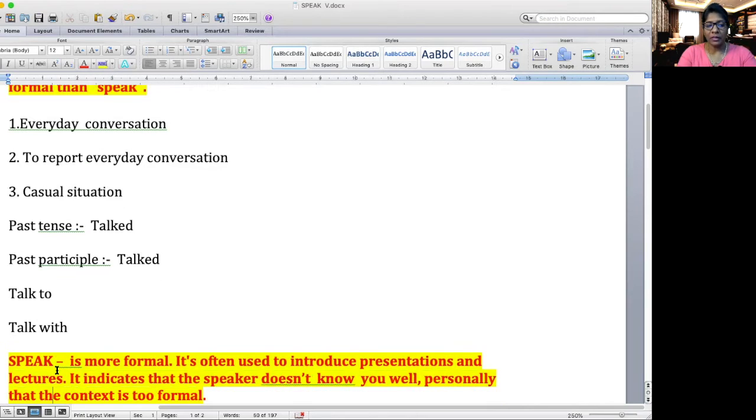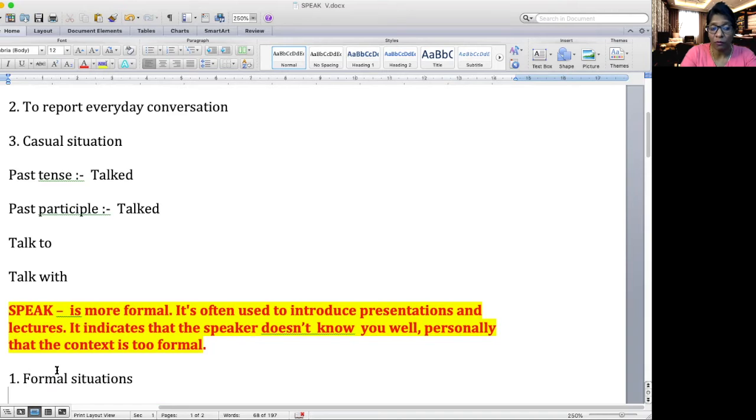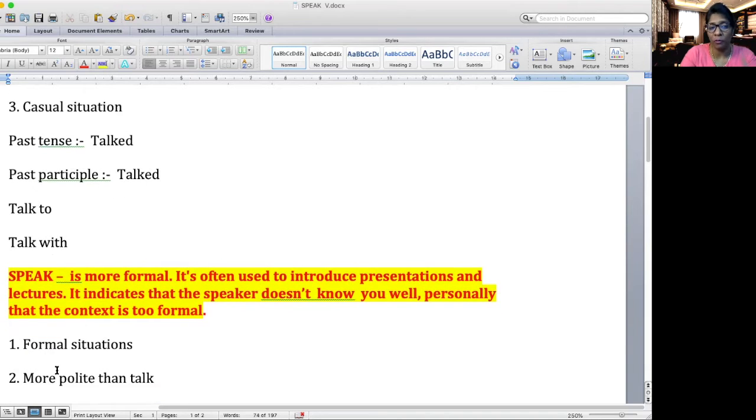Then speak. Speak is a word which is very, very formal. It is often used to introduce presentations or lectures. I've given it very clearly so that you can make a note of it. It indicates that the speaker doesn't know you well personally, or that the context is too formal. Especially, we can say it's used for office purposes. And I can tell you very clearly where you can use the word speak. The word talk was used for everyday conversation, but here it's totally formal situations. No casual situation, formal situation.